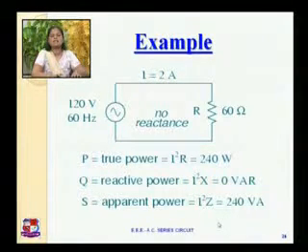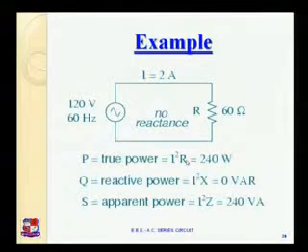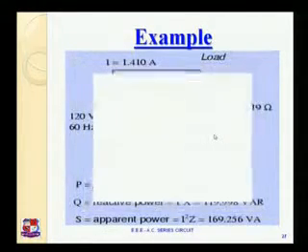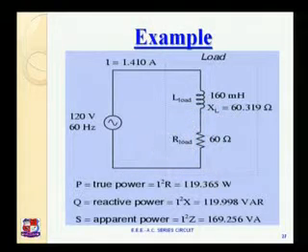So this is the example of resistive circuit and how you can find the real power, reactive power and apparent power for a resistive circuit. Now one more example is there. One more circuit is given to you.